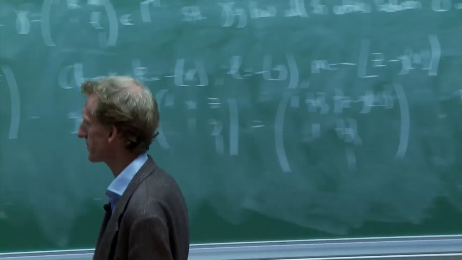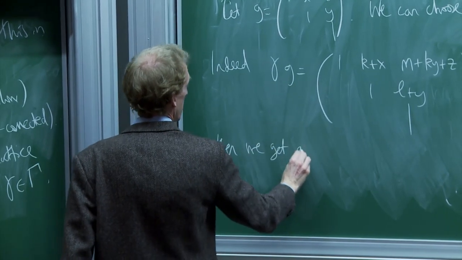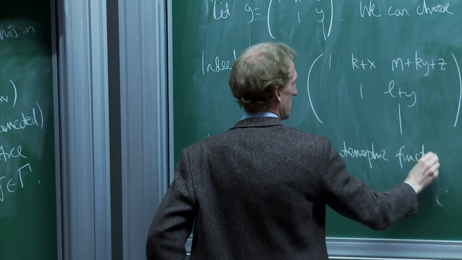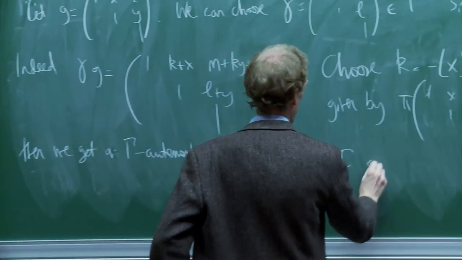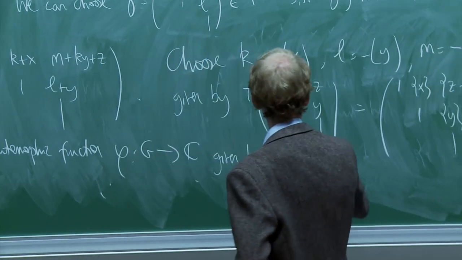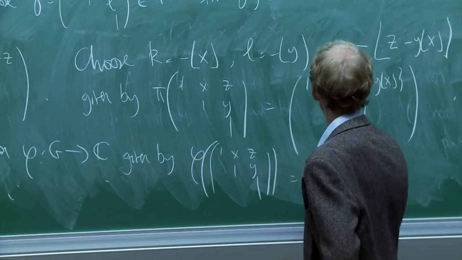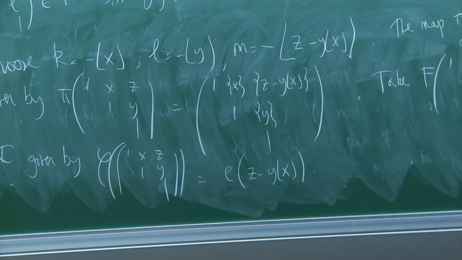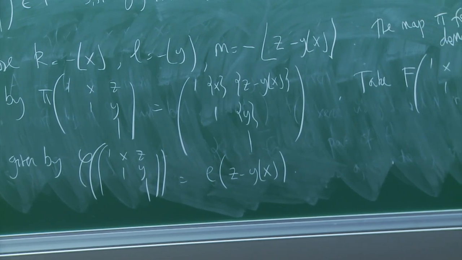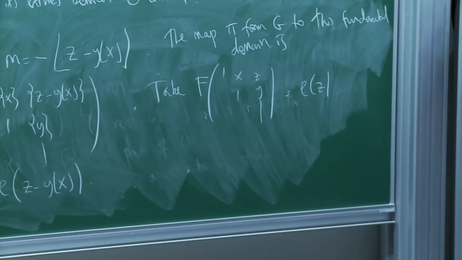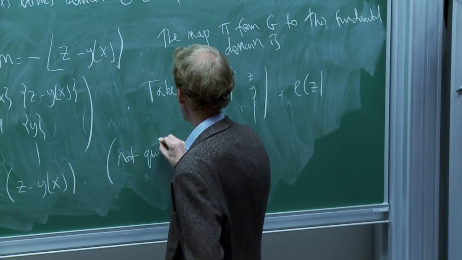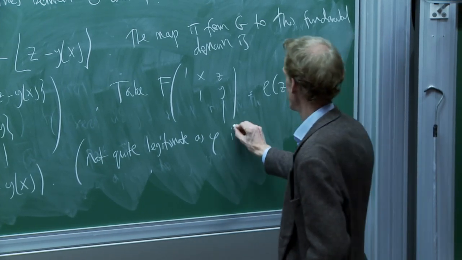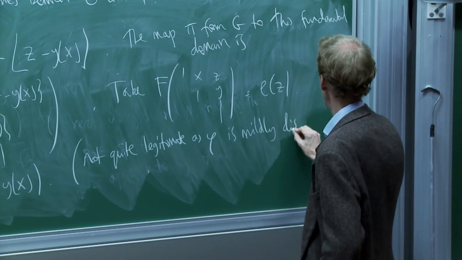And then we get a gamma automorphic function phi from G to C, given by phi of this matrix, 1, 1, 1, x, y, z, is equal to e to the 2 pi i times z minus y times the integer part of x. It's quite a fun exercise to verify gamma invariance of this just by hand. The problem is it's not quite a smooth function, but let me just ignore that. So it's not quite legitimate, as phi is in places discontinuous. They're not bad discontinuities, but they are discontinuities.